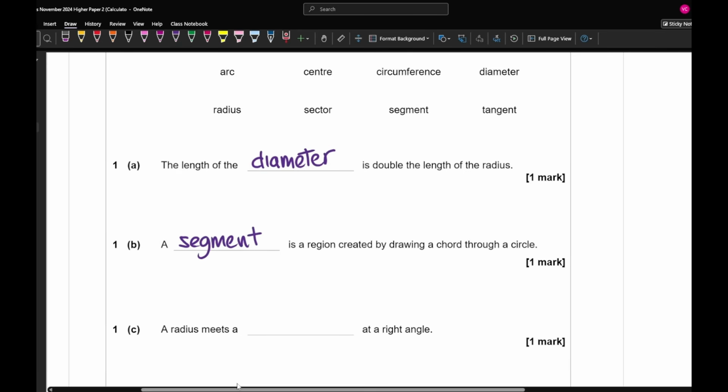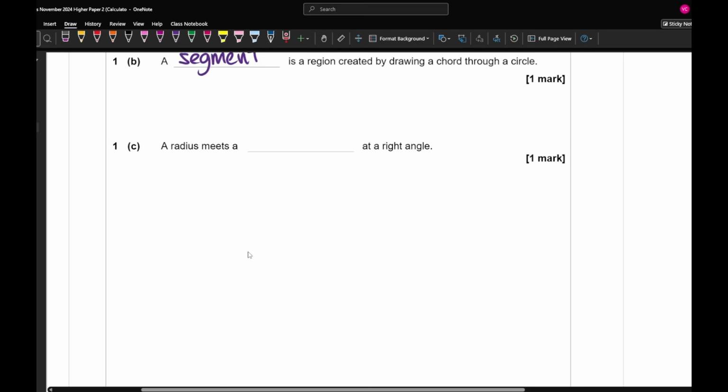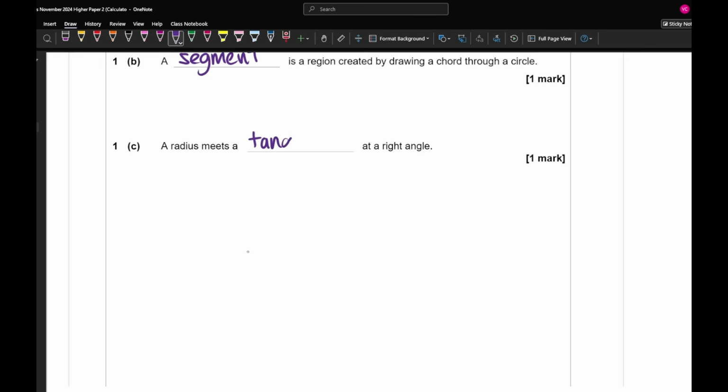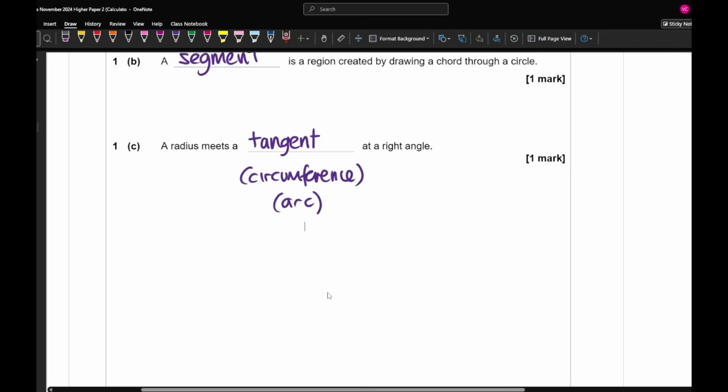Then for question 1c, it says a radius meets something at a right angle. Now I would say the most popular answer you should write is going to be a tangent, but they would accept a circumference or an arc as an answer for that 1 mark.